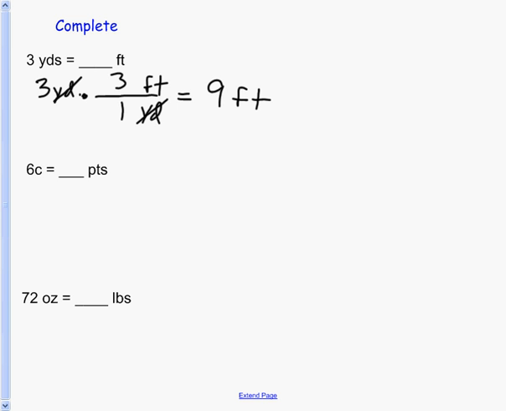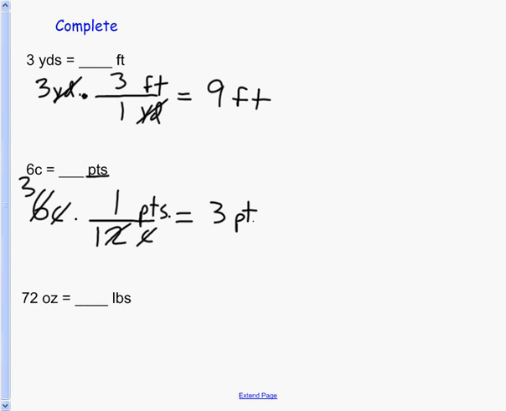Yep, that makes sense. On to the next one. We have 6 cups times pints per cup. We're looking for the number of pints. There's actually 2 cups in every pint. So our cups will cancel, dividing both by 2. Since they're even, 6 will go to 3, and 2 will become 1. So 3 pints will be our answer.